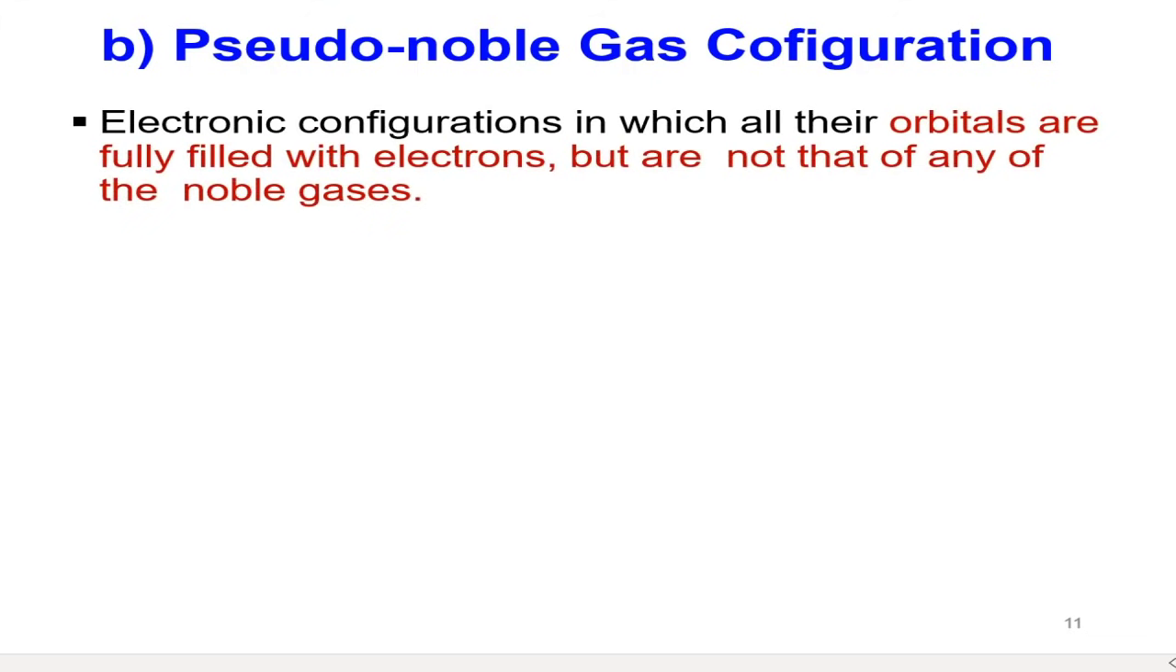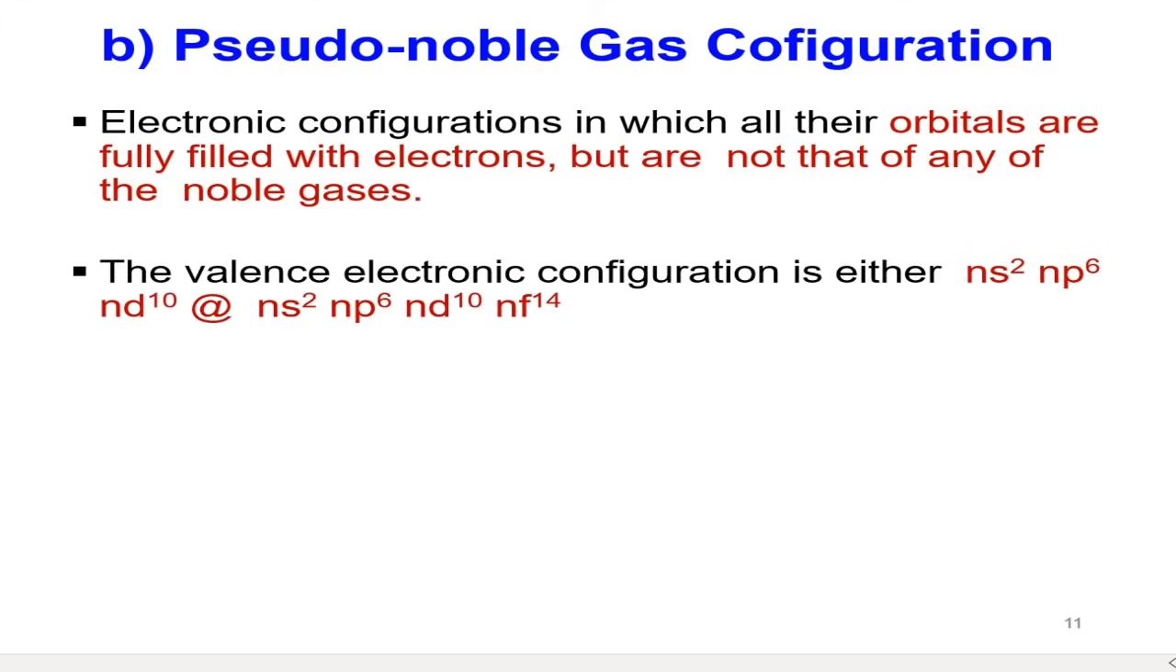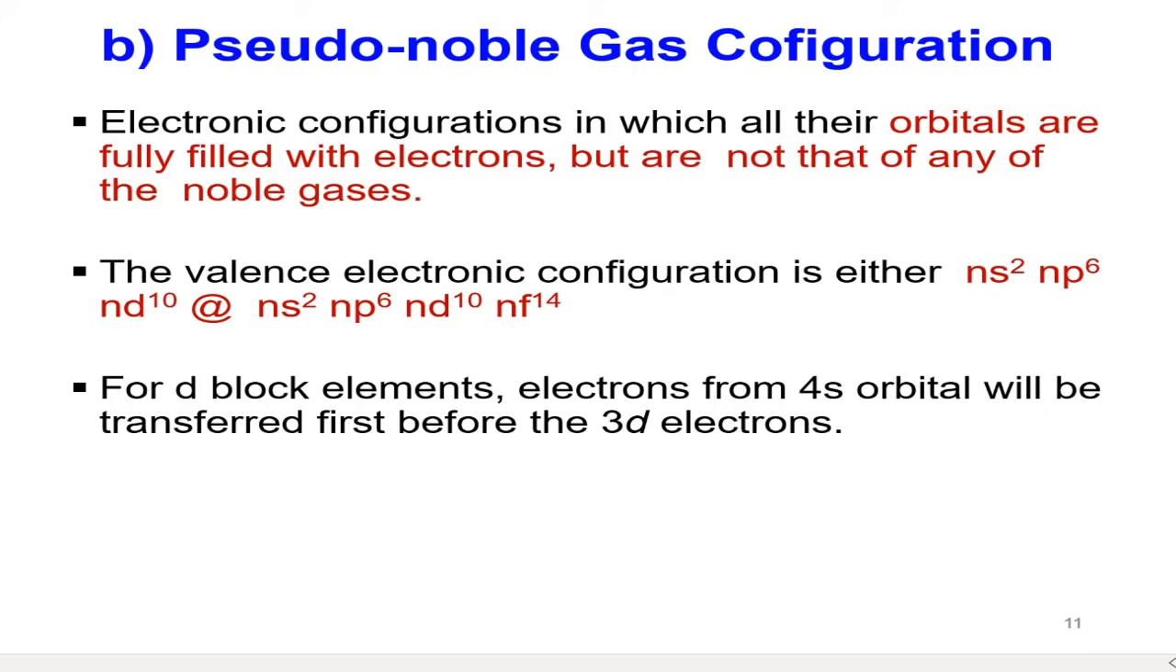Okay, next, let's look at the pseudo-noble gas configuration. This is an electronic configuration in which all the orbitals are fully filled with electrons. But even though the orbitals are fully filled, they are not that of any of the noble gases. The valence electronic configuration is either ns2 np6 d10, or ns2 np6 d10 f14. For d block elements, electrons from the 4s orbital will be removed first before the 3d electrons.